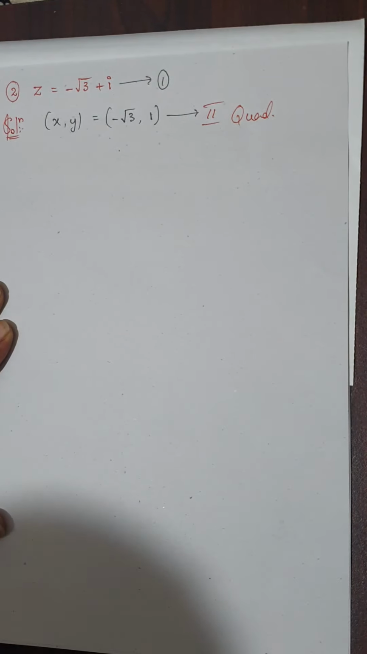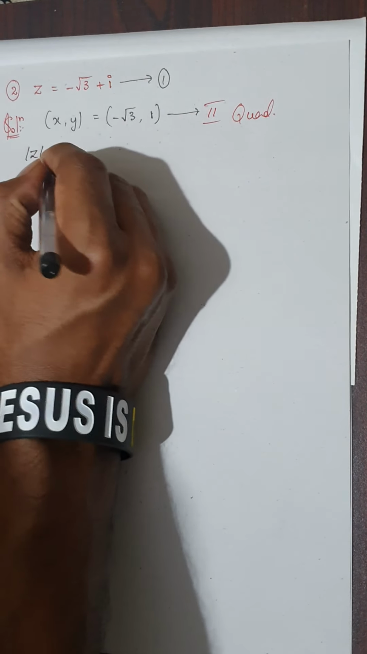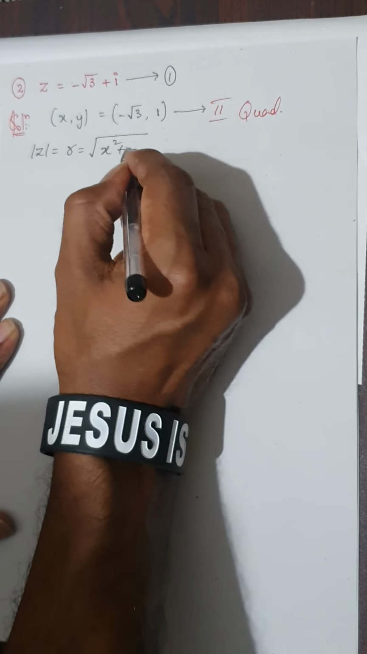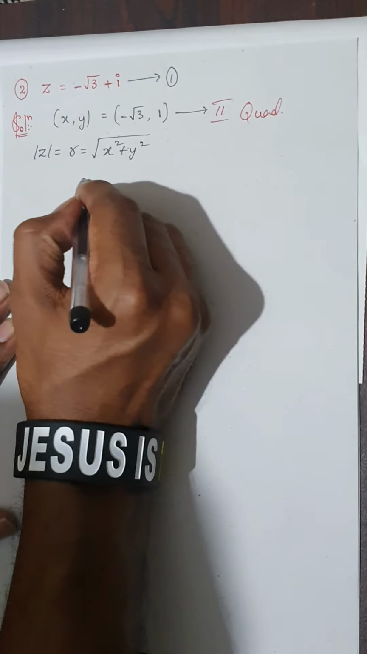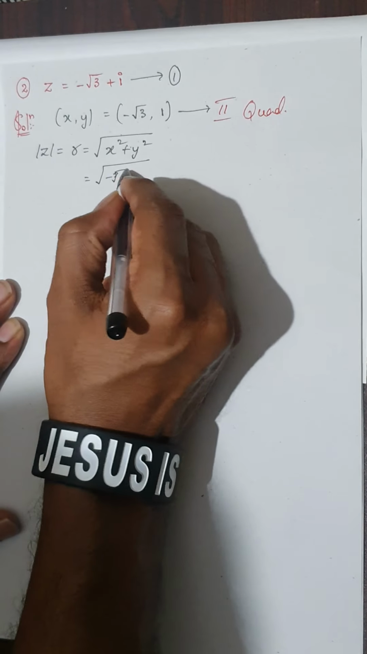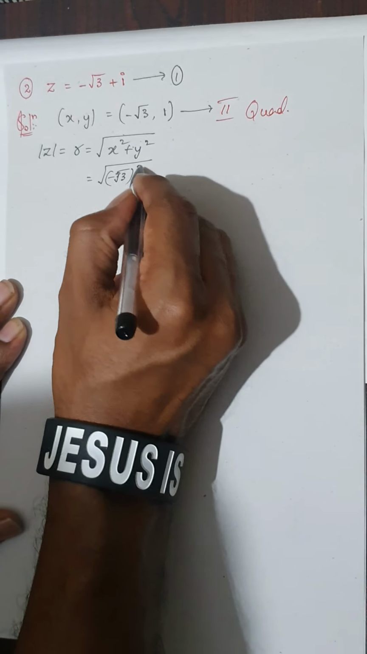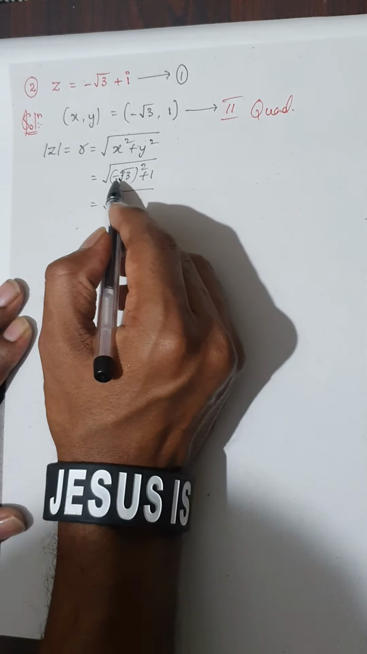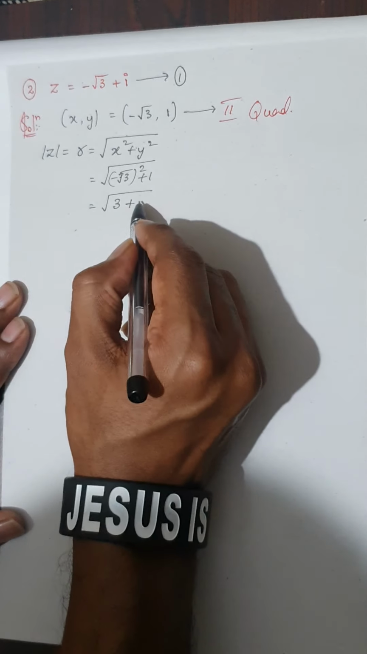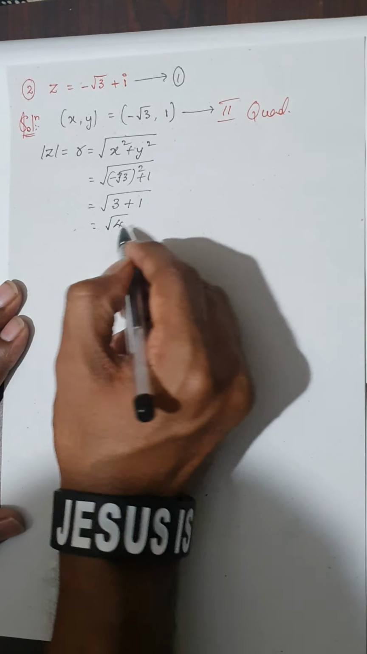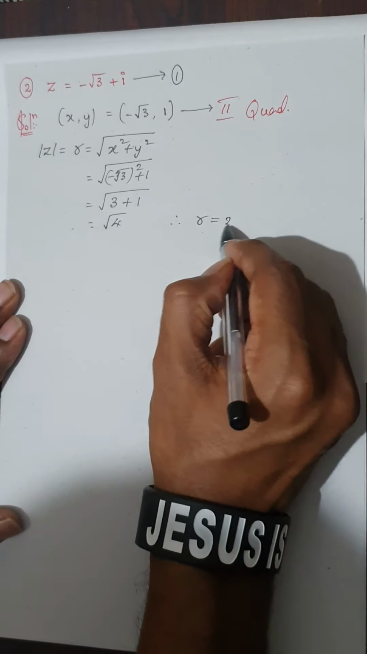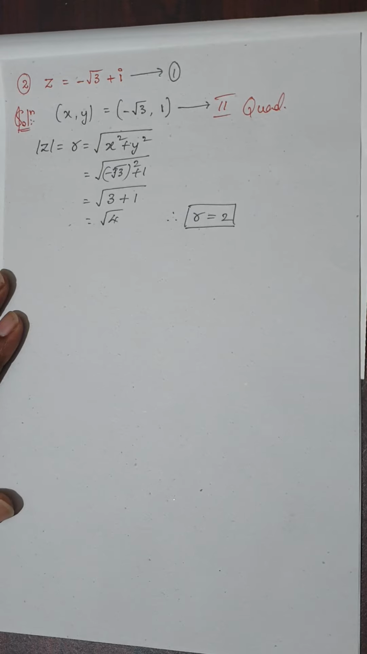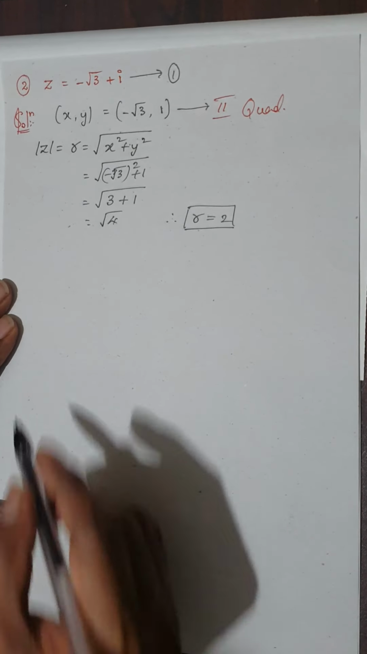Fine. Now let us first find the modulus value. Mod z is equal to r. This is the square root of x square plus y square. So this is the square root of minus root 3 whole square plus 1. Root 3 square is, negative square becomes positive, 3. 1 square is 1. So this is root 4. Similarly, you will get r is equal to 2 again in this case, which means the modulus value of the complex number is 2.